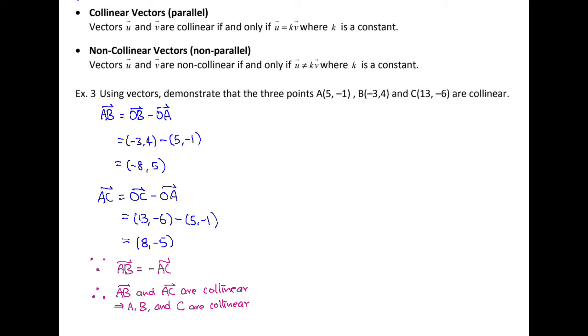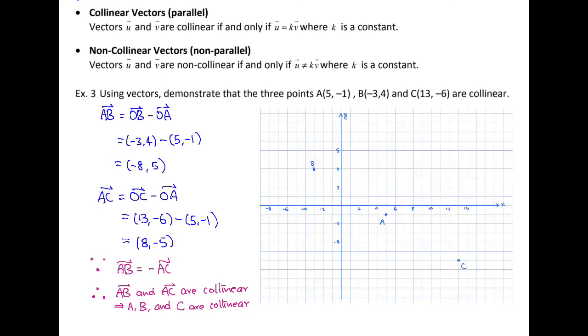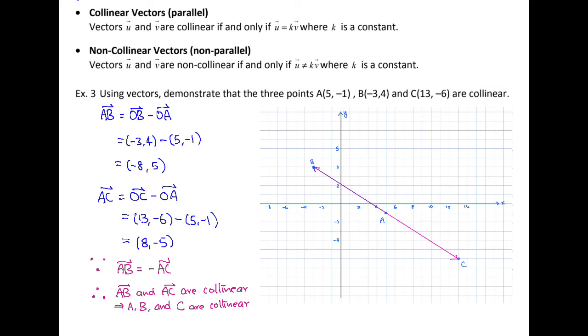Now, let's use a diagram to demonstrate this. First, let's put the points A, B, and C on the Cartesian plane. Next, we're going to draw vector AB and vector AC. As you can see from the diagram, those 3 points do lie on the same straight line. And since I always use point A as the tail for both vectors AB and AC, that means I'm looking at point A as my new origin.